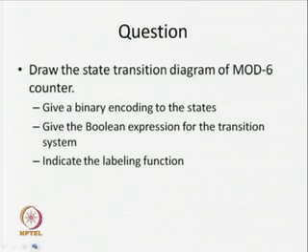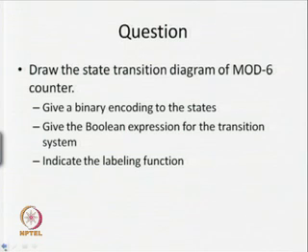Now, just look into a question: draw the state transition diagram of a Mod-6 counter. What you have to do is give a binary encoding of the states, give the Boolean expression for this transition system, and indicate the labeling function. I am talking about a Mod-6 counter.